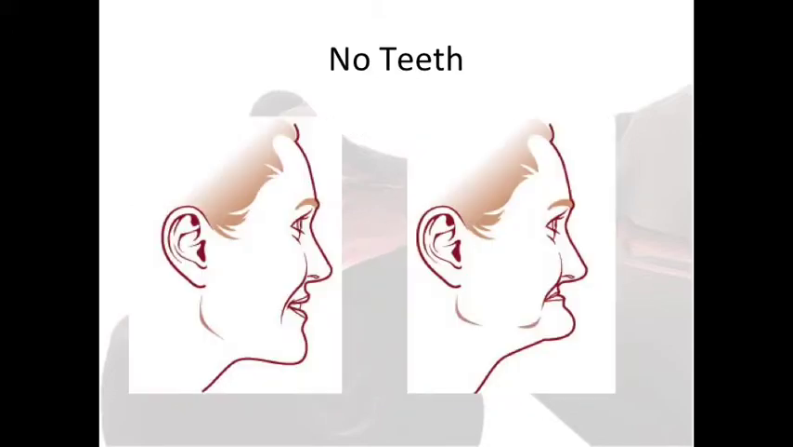N is for no teeth. If someone doesn't have teeth in, they don't have the right support structures that the mask portion of the BVM is designed for. That's why in the hospital, if someone has dentures, we like to keep them in while we bag them because those underlying support structures stay in place.